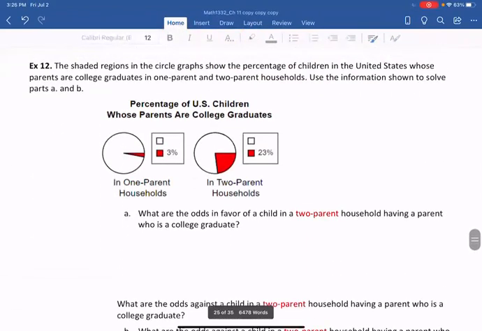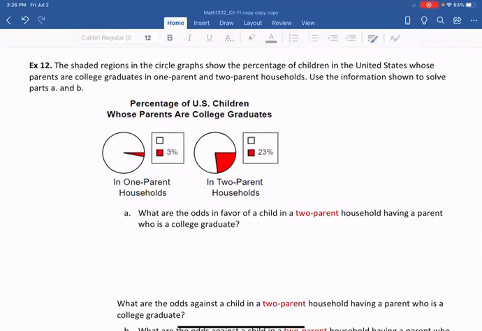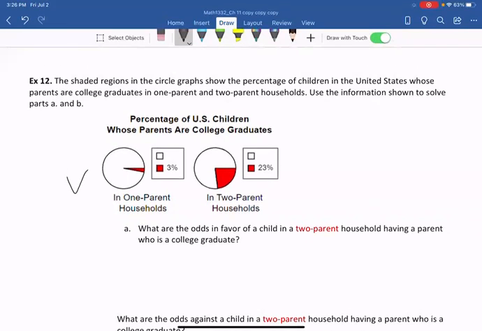Okay, let's move on to the next one. This is the last question of this lesson. Example 12, the shaded regions in the circle graphs show the percentage of children in the United States whose parents are college graduates in one parent and two parent households. Use the information shown to solve parts A and B. In this picture you will see the pie graphs, with the shaded region, the red part. That's the percentage of the children whose parents are college graduates, in one parent's household, and the other graph is for two parents' households.